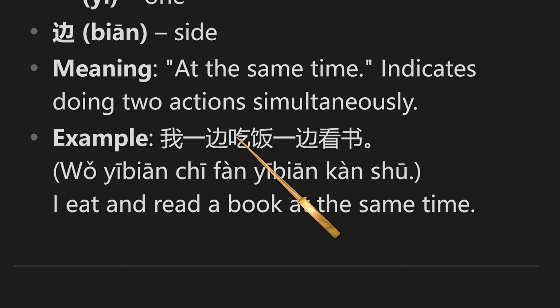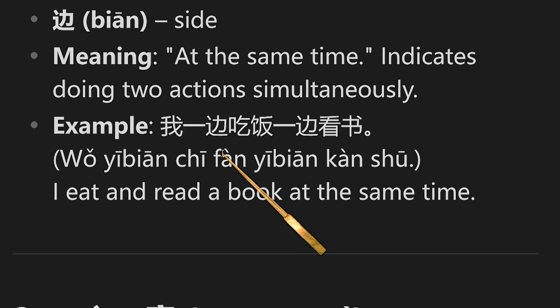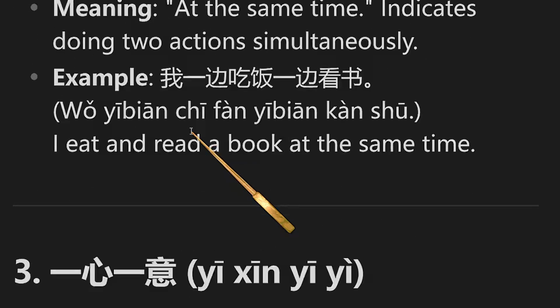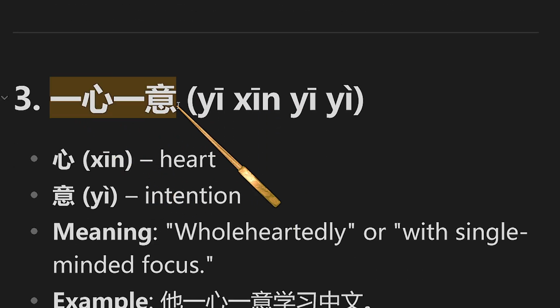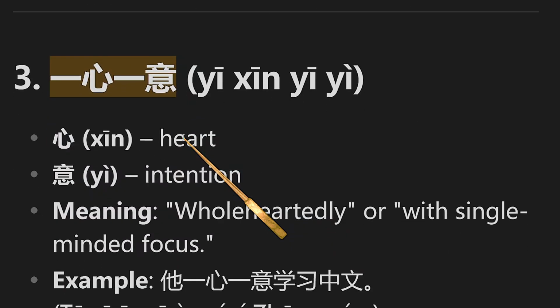我一边吃饭. One time, one turn, you can say eat food. So 我一边吃饭. And next one, 一边看书. So at the same time I eat, at the same time I read. 一边看书. But it's not an idiom. I think it's more like a grammar point. And this one is for today. The previous was for two previous lessons.